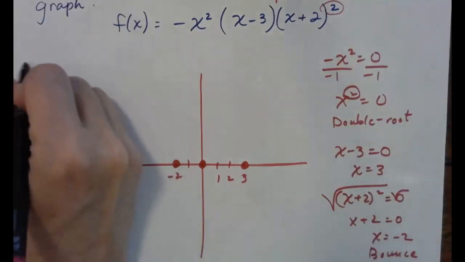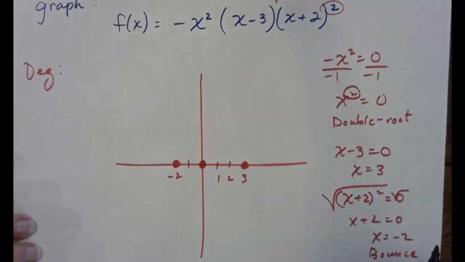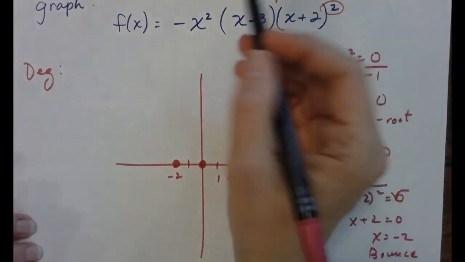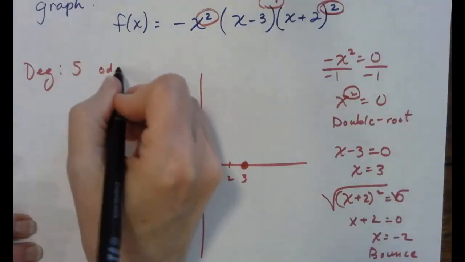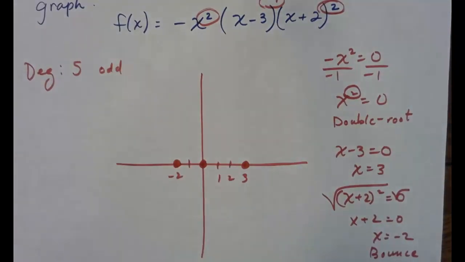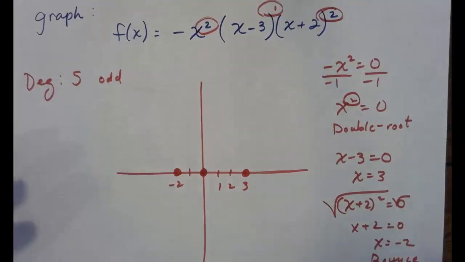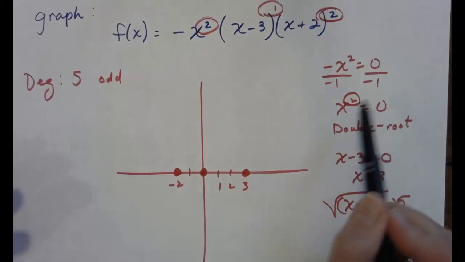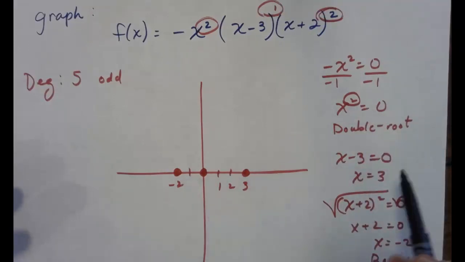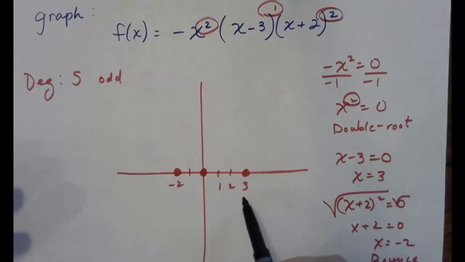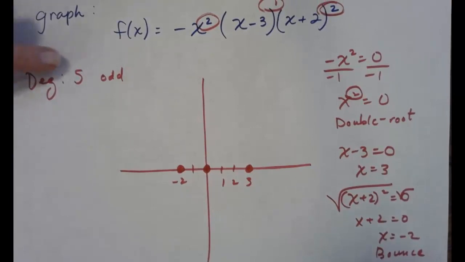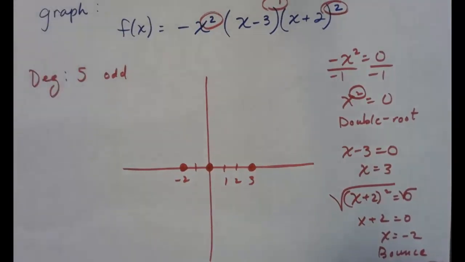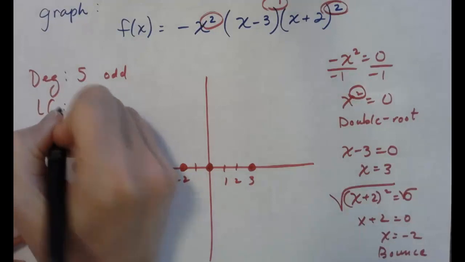Now, what is our degree here? The degree of this polynomial, if we were to expand it, would be 2 plus 1 plus 2. The degree is 5. That is an odd degree. So now that we know that we have zeros, a double root at 0, that's where it's going to bounce. A single root at 3, therefore it's going to pass. And also a double root at negative 2. The degree is odd. And one last thing, let's find our leading coefficient here.